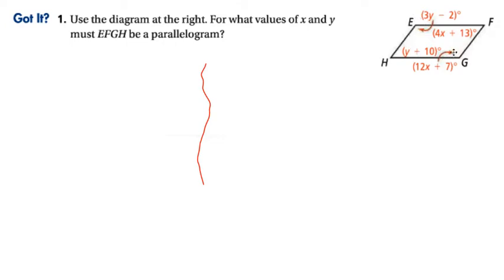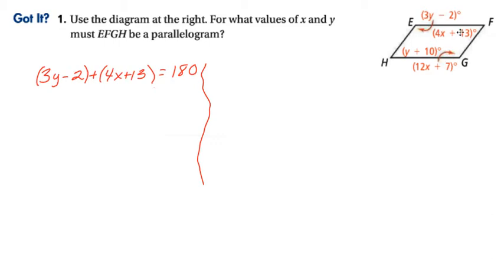In this scenario, we have 4 different algebraic expressions for the angles of the quadrilateral. So one of our theorems said if both sets of opposite angles are congruent, then it's a parallelogram. So our first equation that we could set up would be 3y minus 2 plus 4x plus 13 is equal to 180. Actually, I used the other theorem. I used the theorem that said that the two sets of consecutive angles are supplementary.